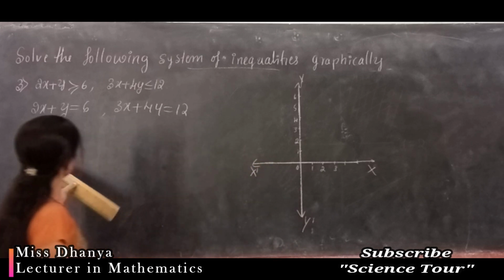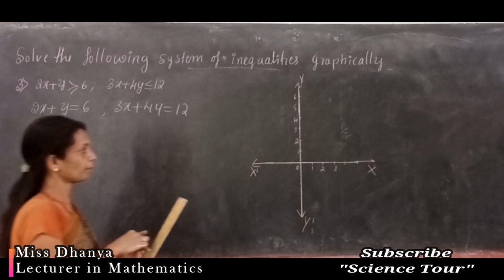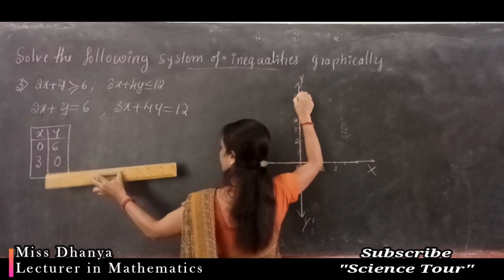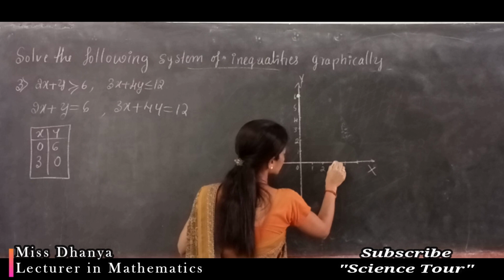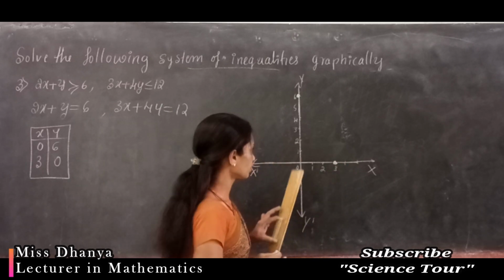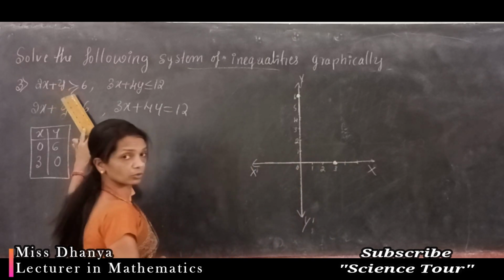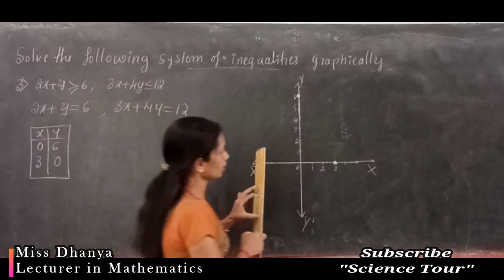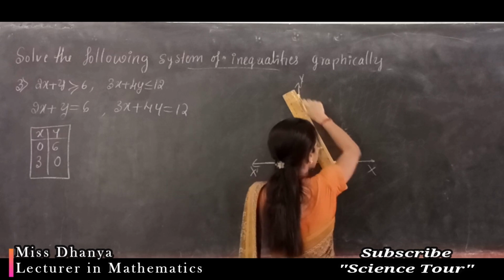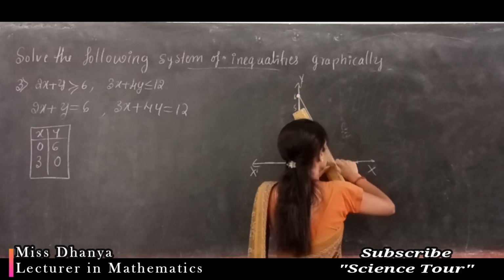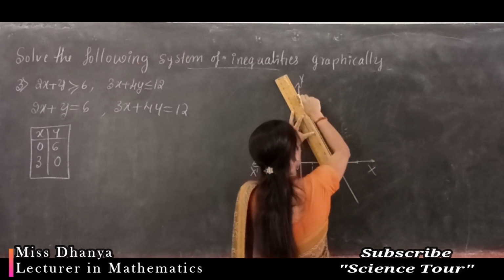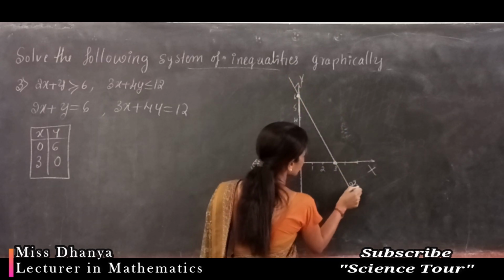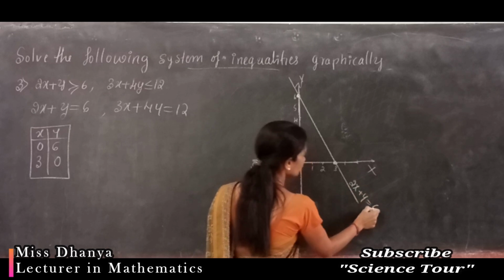First point 0, 6: mark that, it is here, highlight that. Then the next point is 3, 0, it is here. After marking the 2 points, you have to join them. To join you have to use a continuous line, because you have a slack inequality. Use the continuous line to join those 2 points, extend that line in both directions above and below, and write the name of the line, 2x plus y is equal to 6.